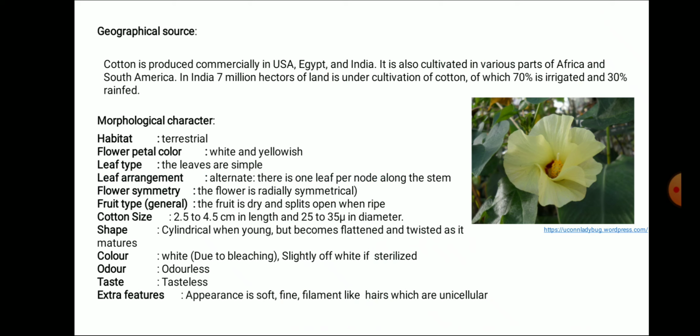shape, color, odor, taste and the extra features. The size of the cotton fiber is 2.5 to 4.5 centimeter in length approximately and 25 to 35 micron in diameter. Cotton fiber is cylindrical when young but becomes flattened when twisted as it matures. After bleaching, the cotton fiber becomes white, and after sterilization, cotton fibers become slightly off-white.